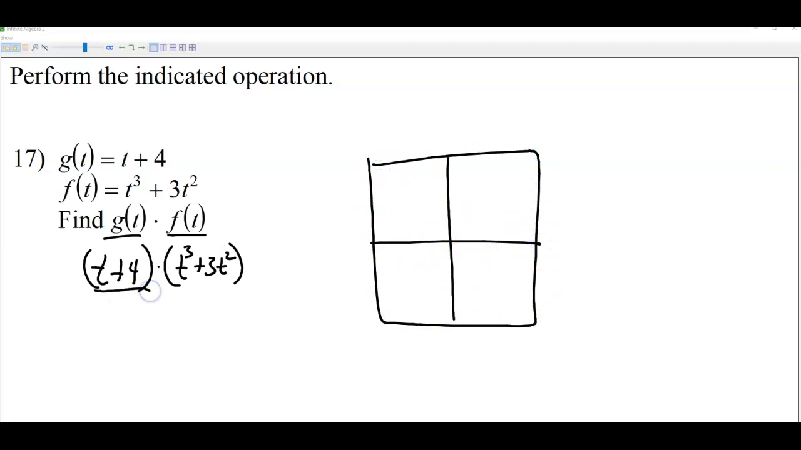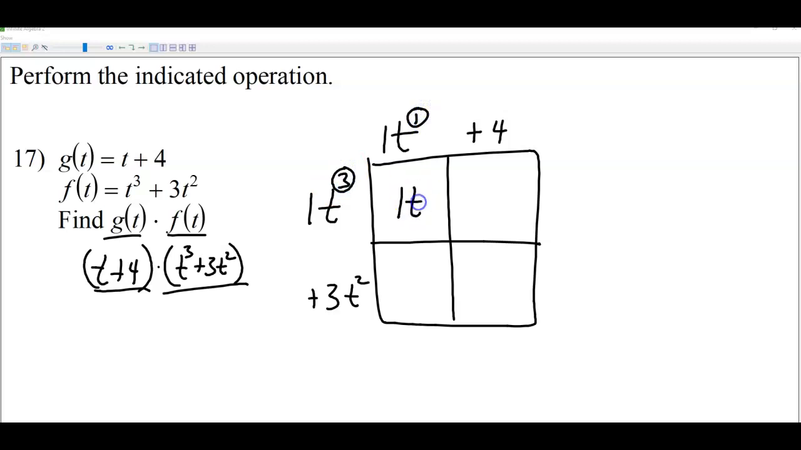where we put one of these binomials along the top and the other one down the side. And then we go ahead and multiply to fill in our box. Now when you multiply the coefficients, 1 times 1 is 1. And you add the exponents. 1 plus 3 is 4. So this is going to be 1t to the 4th.